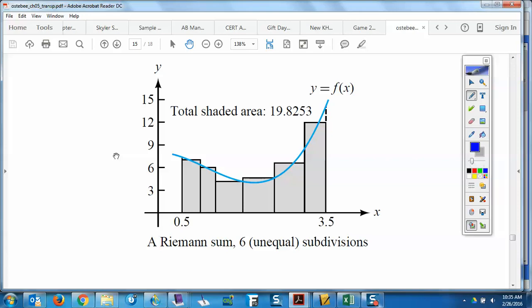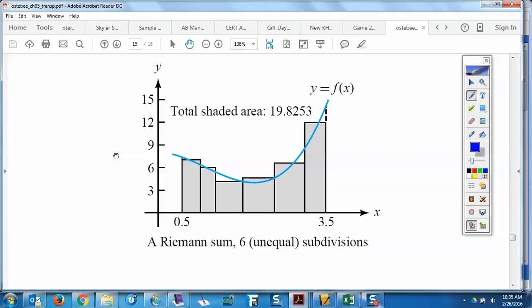And look at the sampling points. This one looks like it's somewhere in the middle, but a little left of the middle. This one's a little left of the middle. This one looks like it's on the right edge. That one's on the right edge. That one's a little right of the middle. That one's a little right of the middle, right? But each one of those is a rectangle approximation.